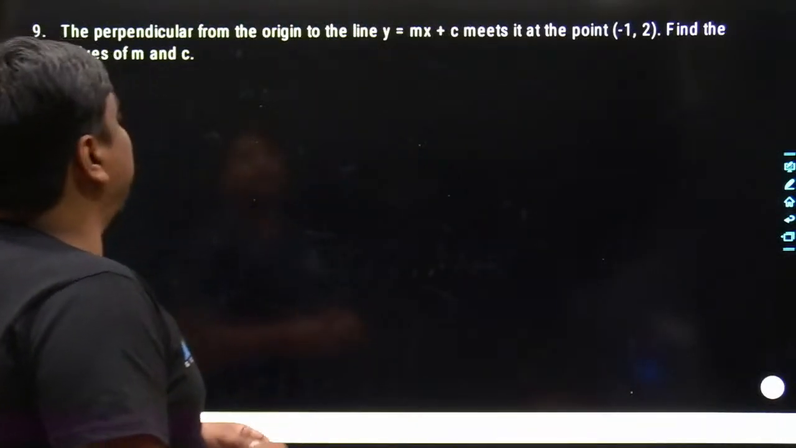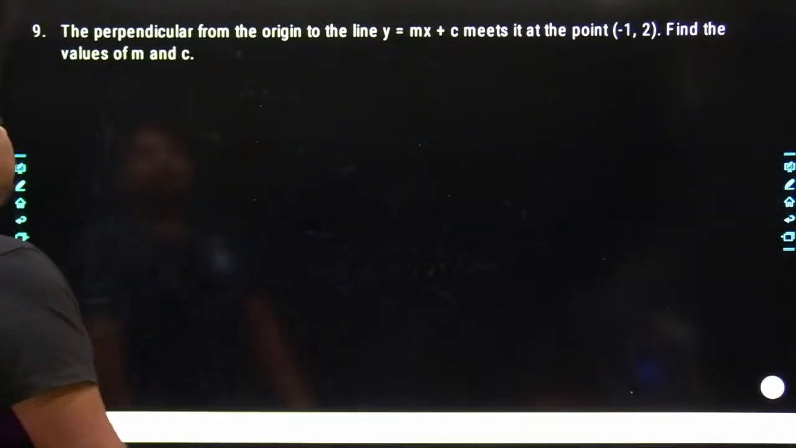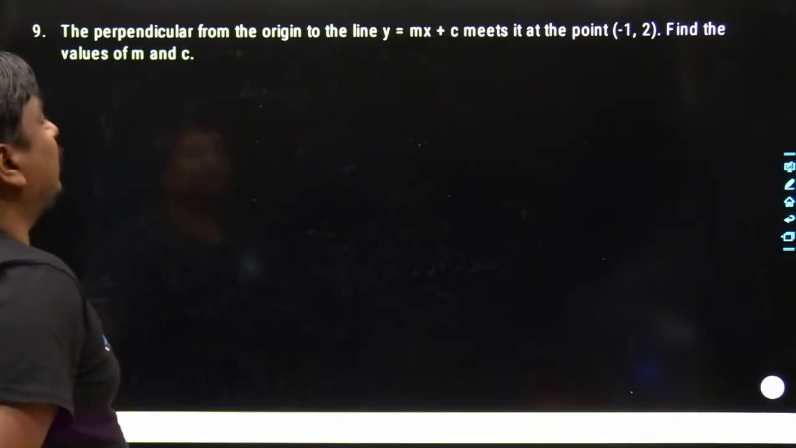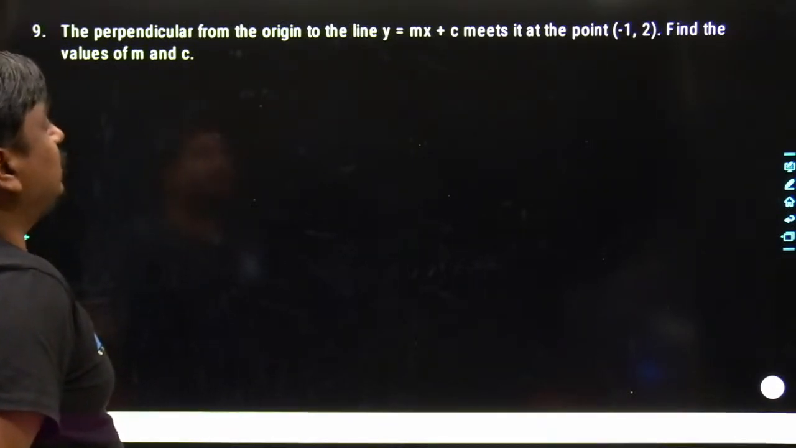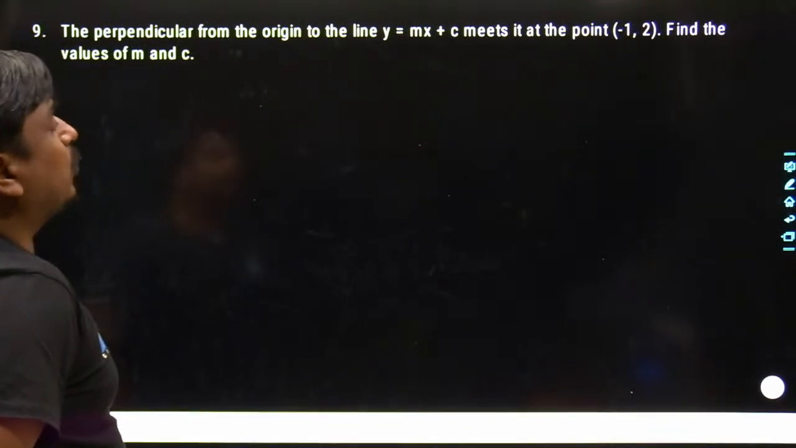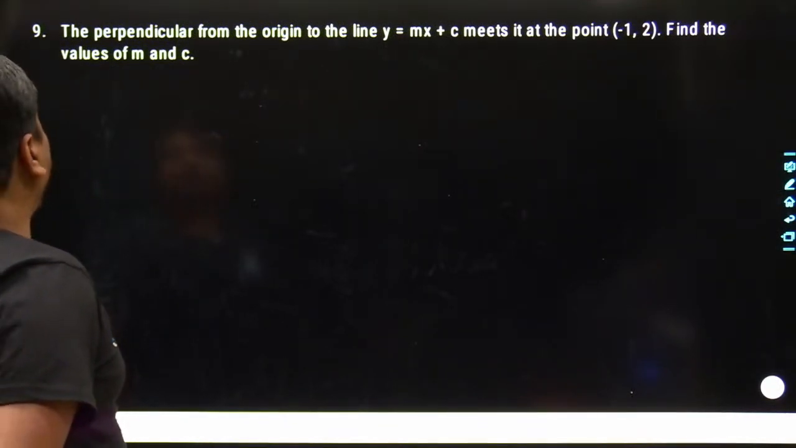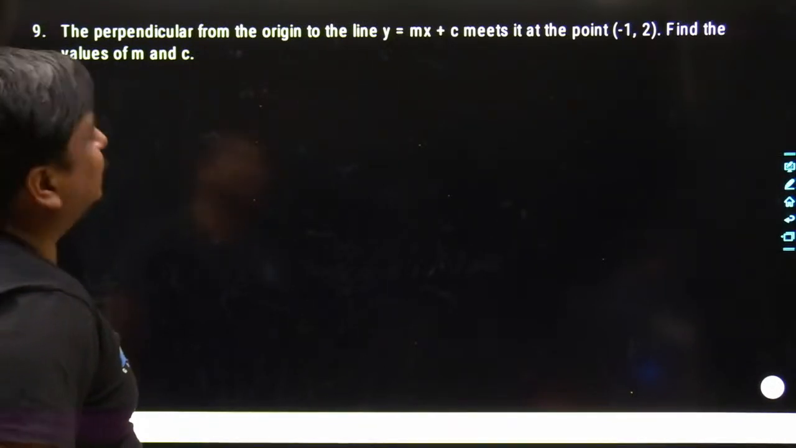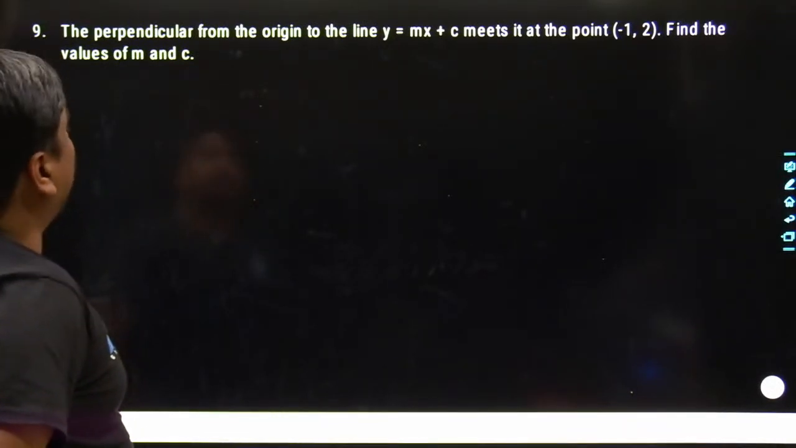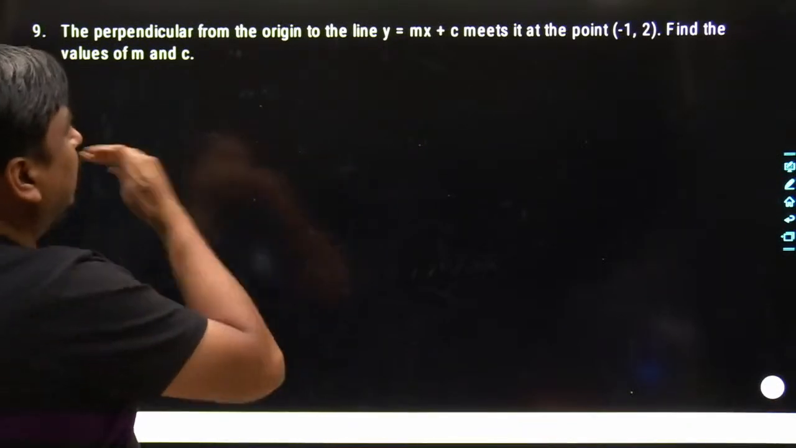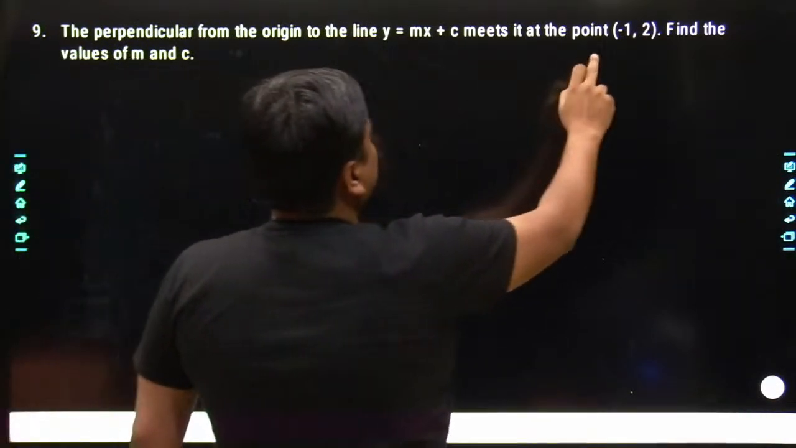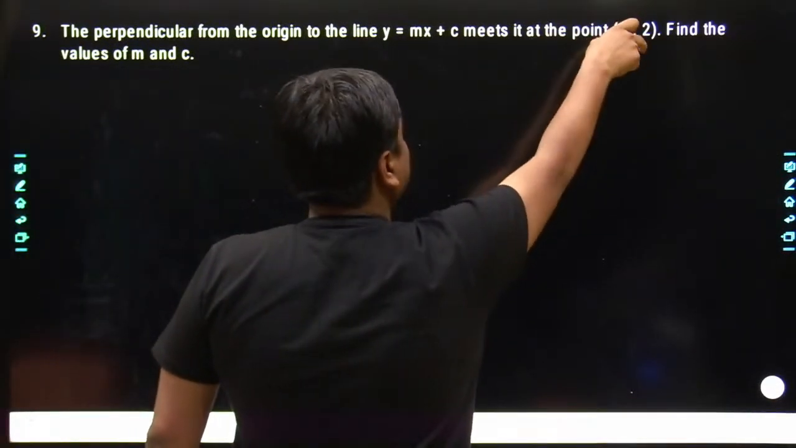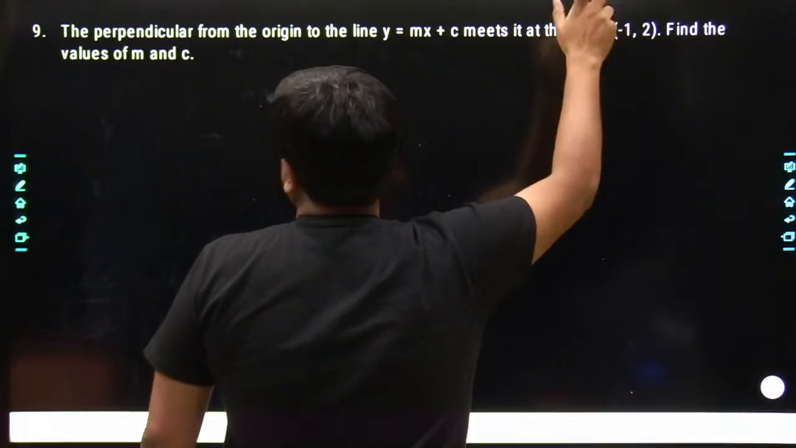Yes, this has been the next question of the day. The perpendicular from the origin to the line y = mx + c meets it at the point (-1, 2). Find the values of m and c. That means you have to design a straight line which passes through the origin and meets at (-1, 2), but at that point (-1, 2) it has to be orthogonal.